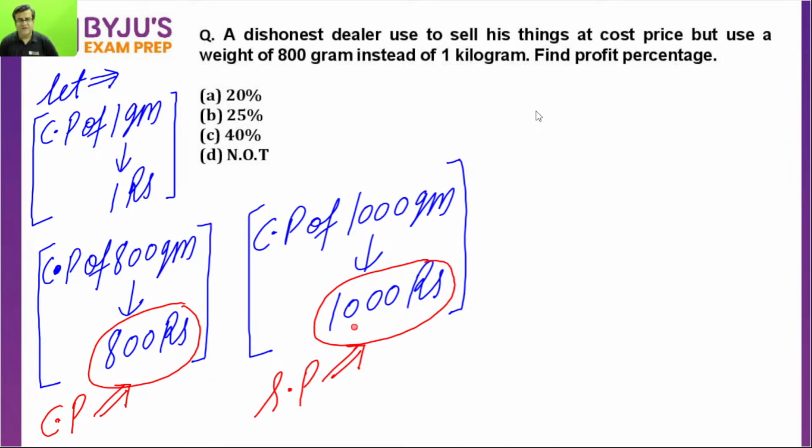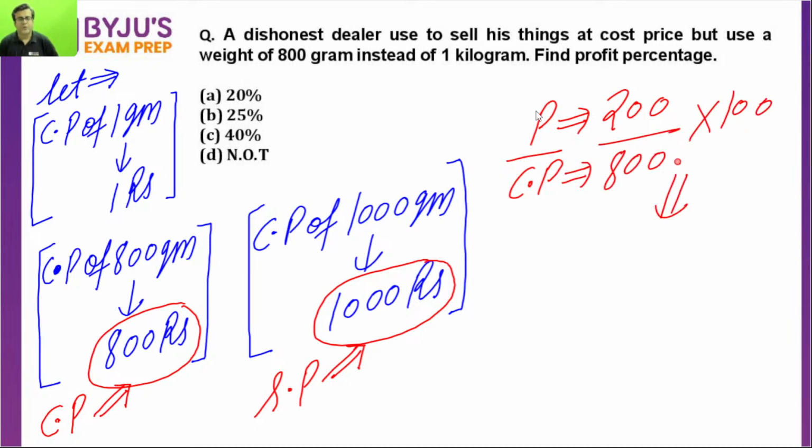This is the cost, this is the selling. So how much is the profit? The profit is 200. What about cost? Cost is 800. Multiply by 100. That is 25%. This is the profit percentage. B option is right.